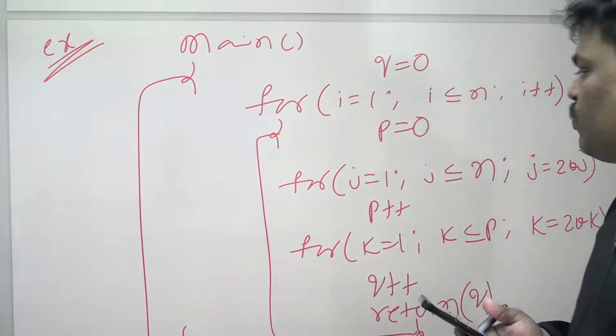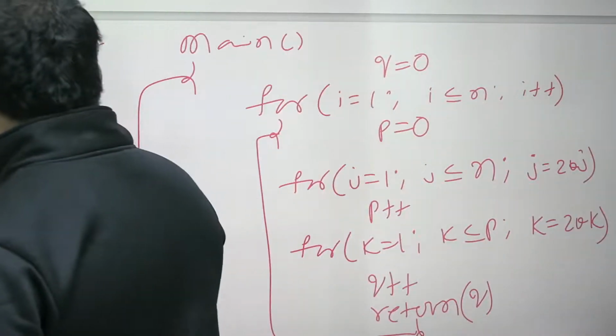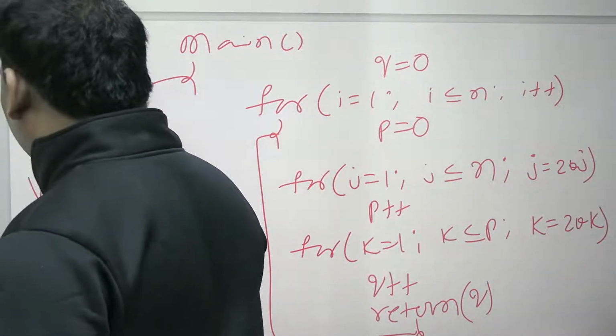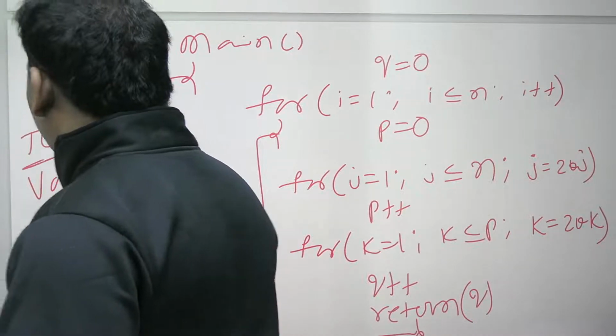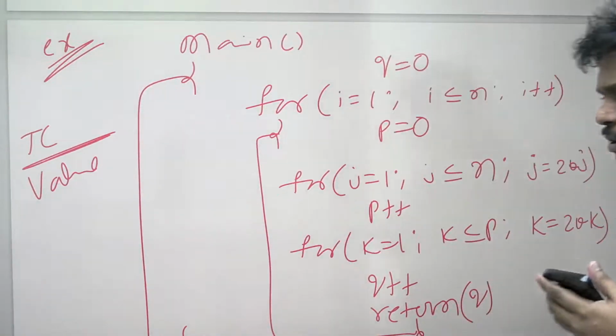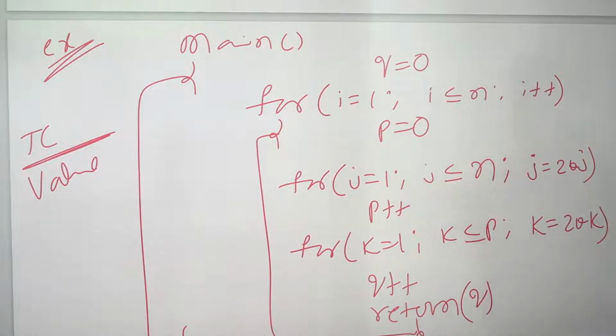Right. So this program, I want the answer from you. This program's time complexity and value, both I want. Can you try once? q value 0. For i is equal to 1 to n, p value 0. For j is equal to 1 to n, j is equal to 2 into j, p plus plus. For k is equal to 1, k less than or equal to p, k is equal to 2 into k, q plus plus. Return q. What is the time complexity and what is the value?